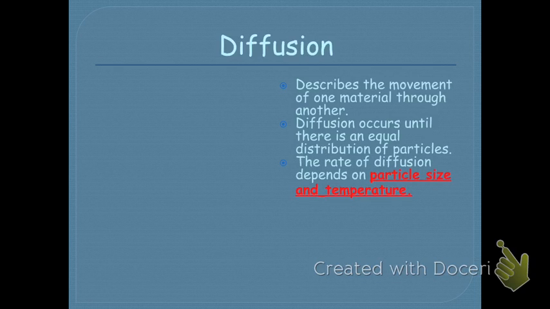The rate of diffusion depends on particle size and temperature. Bigger particles tend to move slower, and so the diffusion is slower. And then remember temperature. The hotter it is, the faster it diffuses. Why? Because the particles themselves move faster.